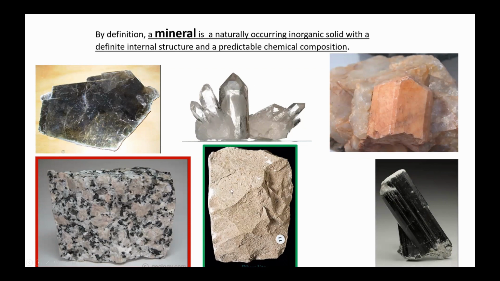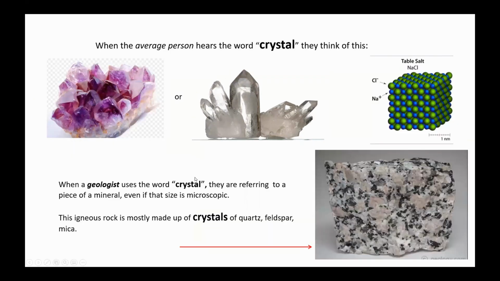The picture of the rock with the green around it, the green border, is rhyolite, and it has the exact same minerals as this granite. They're just too small to see. So just because you can't see the minerals doesn't mean that they're not there.